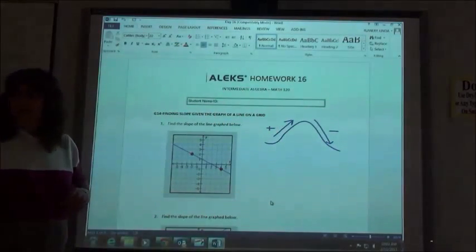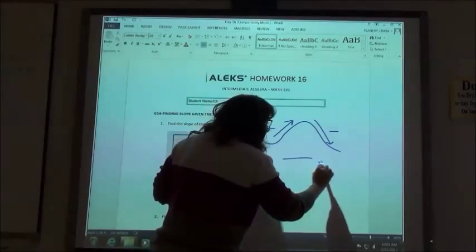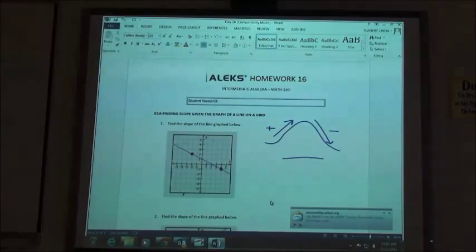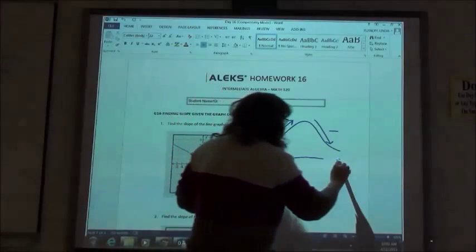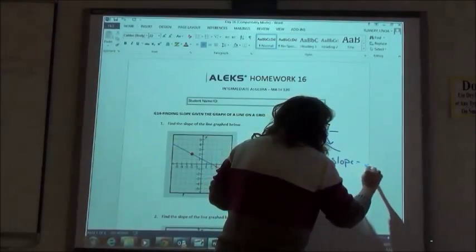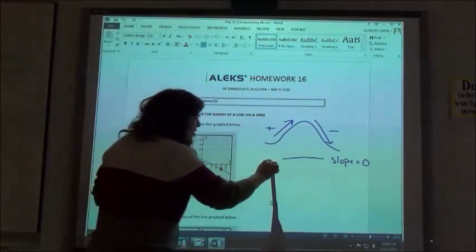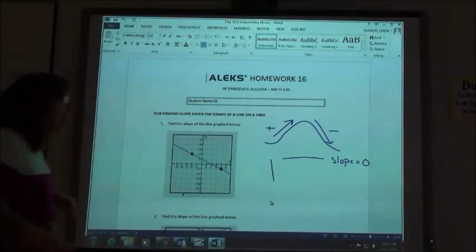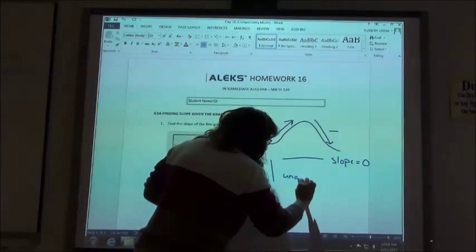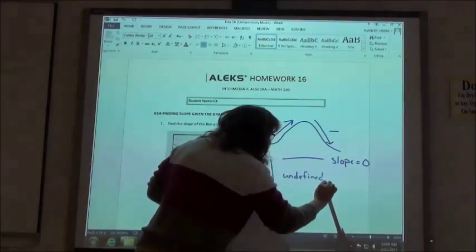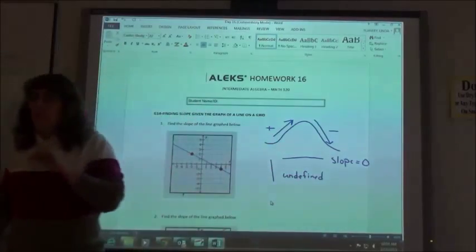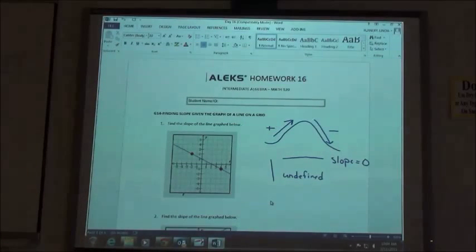We have two other kind of weird slopes. One of them is when we have our horizontal line. The horizontal line should be like the ground. It should be flat. And so the slope of that is going to be 0. You also have a line that's vertical, straight up and down. If your line is vertical, the slope is going to be undefined. And we'll talk about why in a minute. But just make a note that you've got those special cases. If it's horizontal, the slope is always 0. Or if you have a vertical line, your slope is going to be undefined.